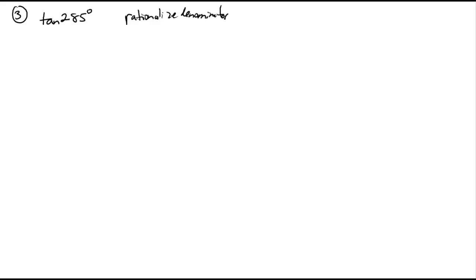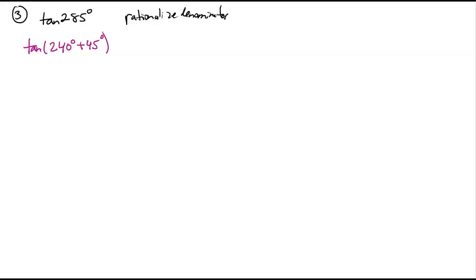Now, here's our next problem. 285 is not on our unit circle. So again, we have to think of some numbers that are going to add or subtract to give us 285. The first two numbers that come to my mind are 240 plus 45. So tangent of 240 plus 45.